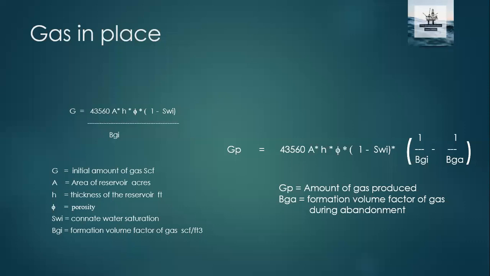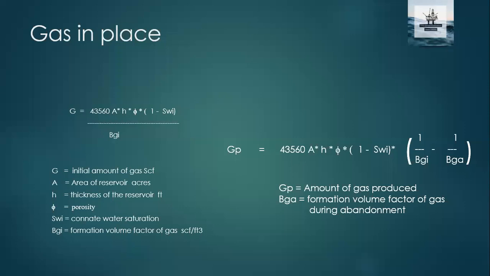Once you start to produce, it is given as BGA, the formation volume factor of gas at abandonment condition. Abandonment means complete production has ceased. So what is the formation volume factor of gas at the end of production, not the start? That is BGA. Starting of production you can take as BGI, and at the end of production, you can take it as BGA.